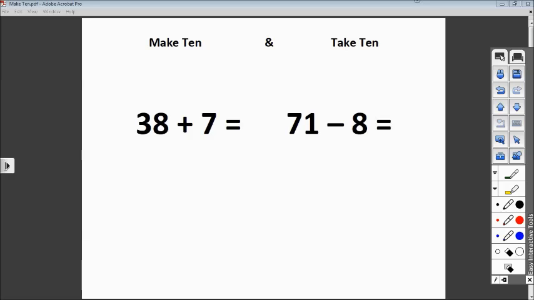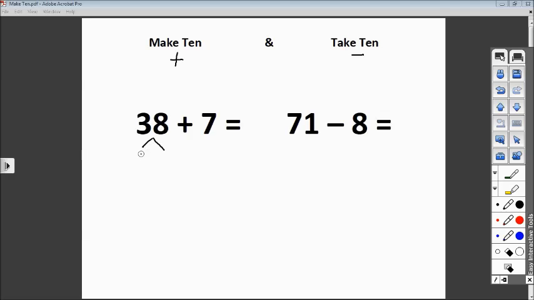Okay, so here's the idea behind make 10 and take 10. In make 10, this is where you want to make 10 for addition, and where you want to take 10 is mostly for subtraction. What you want to do for make 10 is you want to break this down, and you want to make 10 out of these two numbers.